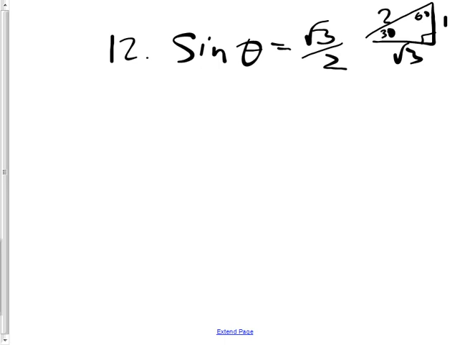Okay, sine is opposite over hypotenuse. Which one has an opposite side of 3? It must be the 60. There we go.